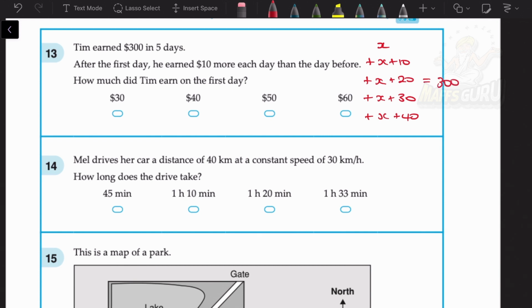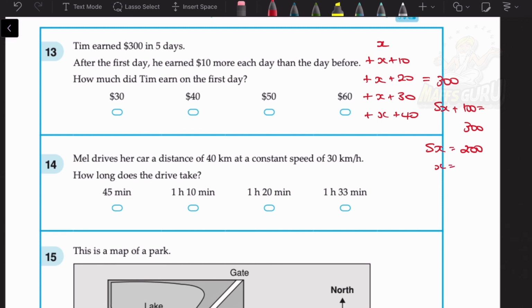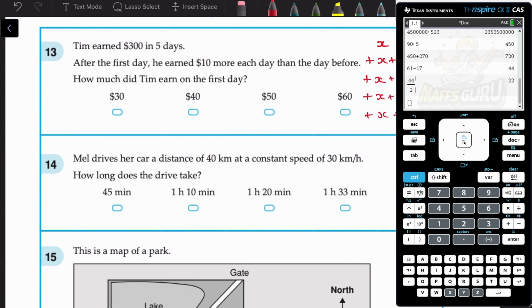So 1, 2, 3, 4, 5 X's plus 40, 50, 60, 70, 80, 90 plus 100 gives me the 300. Take away 100 from both sides gives me 5X is equal to 200. And so X is going to be equal to, again, I can do this in my head, but why would I if I can just use my calculator? So 200 divided by 5, enter, gives me $40.